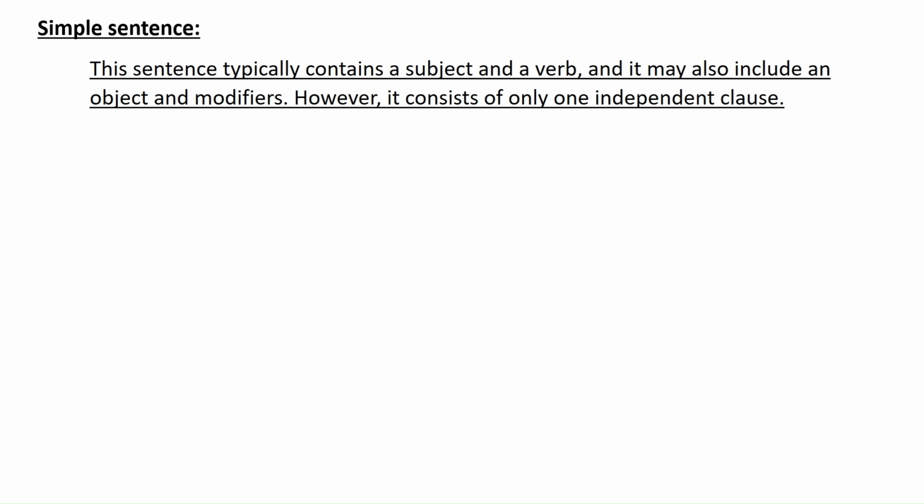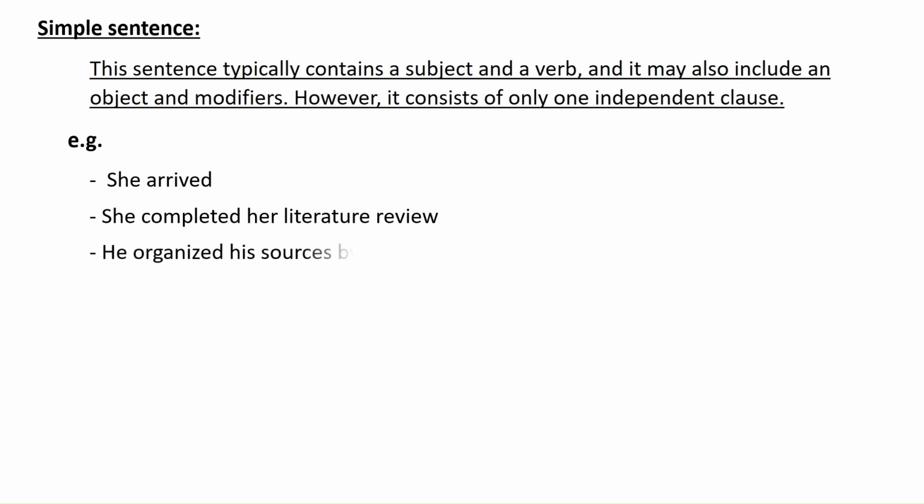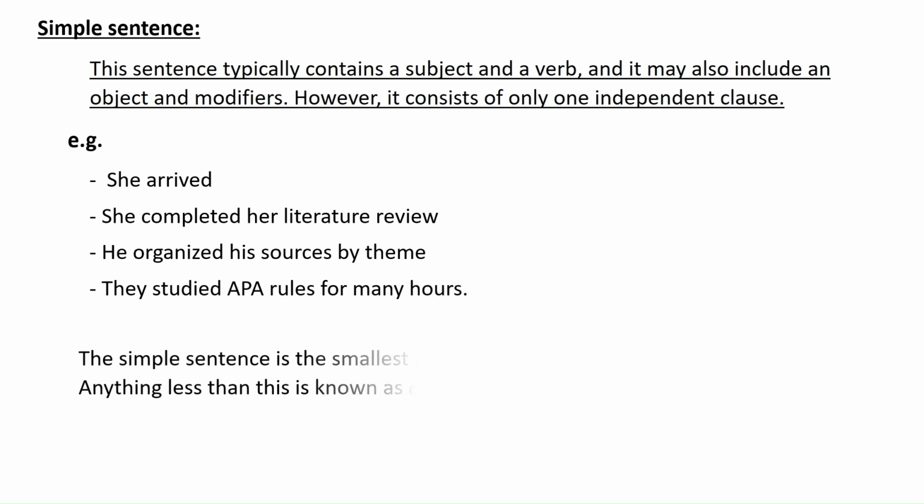Examples: She arrived. She completed her literature review. He organized his sources by theme. They studied APA rules for many hours. Simple sentences are the smallest grammatically correct complete sentences, and anything less than them is considered a sentence fragment.